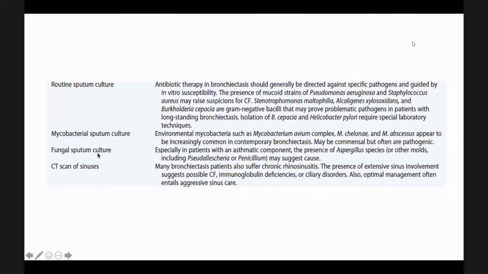Another is a fungal culture that we have to look for, especially in a patient with an asthmatic component, if you are suspecting Aspergillus species, or others including Pseudallescheria or Penicillium, which may suggest the cause. A CT scan of the sinuses is another important thing to think of if the patient comes with chronic rhinosinusitis, CRS, and also has bronchiectasis. The presence of extensive sinus involvement suggests possible cystic fibrosis, immunoglobulin deficiencies, or ciliary disorders. Also, optimal management often entails aggressive sinus care, so a CT scan of the sinuses is advisable.